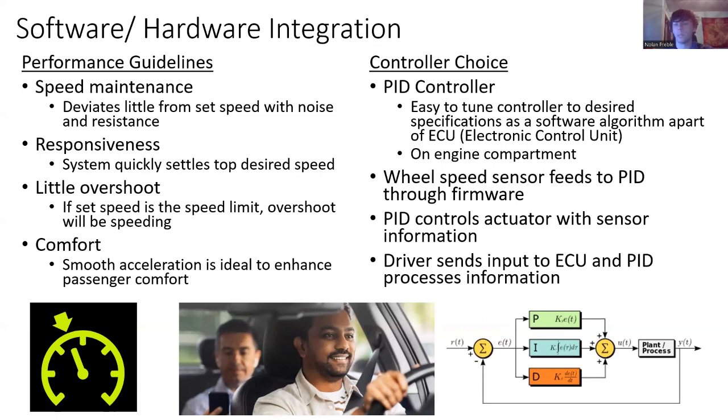The controller choice is a PID, simple PID. However, it will be software based, and it'll be connected to the ECU, which is found in the engine compartment. ECU stands for electronic control unit. And the information that's going to be fed into this PID is going to come from the wheel speed sensor.